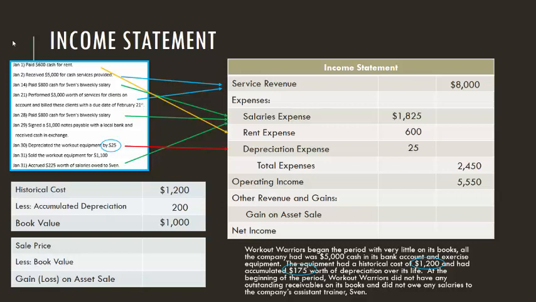On January 31st, we sold that workout equipment for $1,100, which is greater than our book value of $1,000, which means we record a gain on the sale of this asset of $100, which we would have to report on our income statement. So our net income would be our operating income adjusted for our others, in this case increased by $100 from the gain we experienced on the sale of that asset, having net income in total for the period of $5,650.